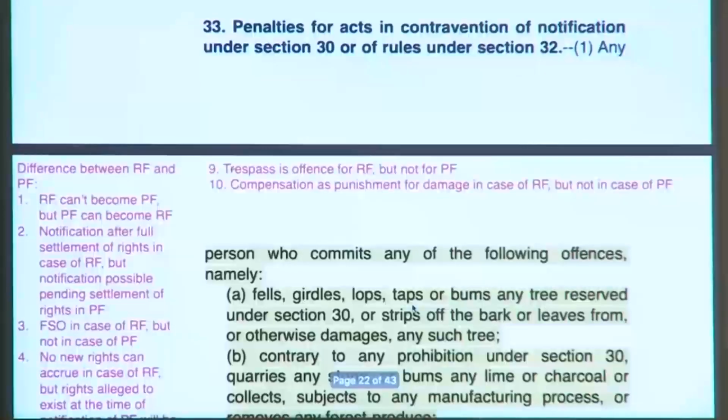Next, we have penalties. The penalties are given in section 33. Penalties for acts in contravention of notification under section 30 or of rules under section 32.